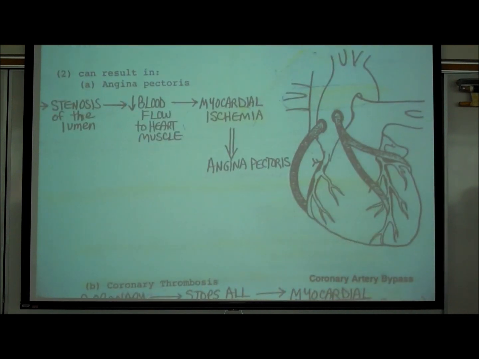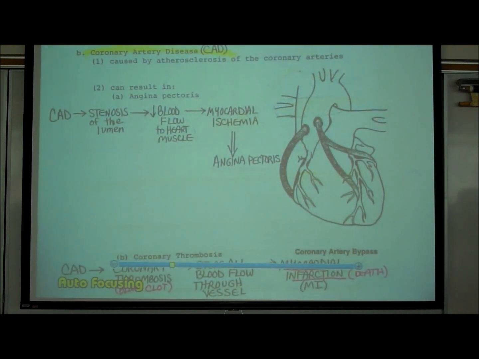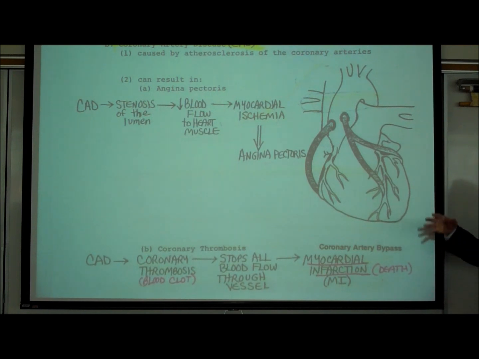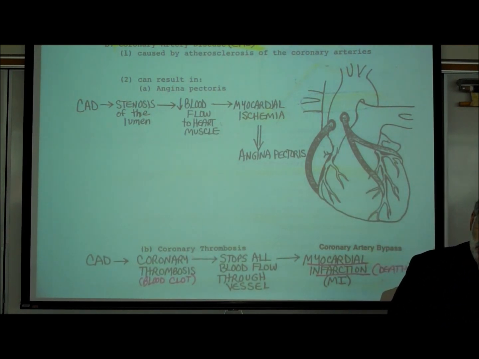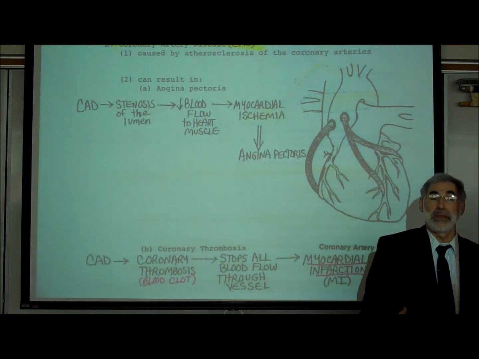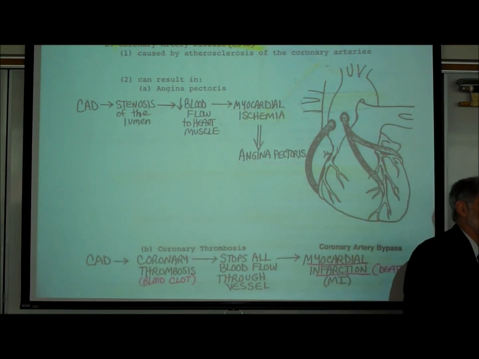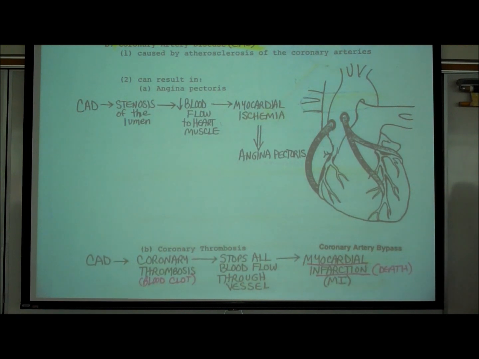Now, what happens is the more clogged up these arteries become, the more frequently the person starts to experience this angina pectoris. Every time they're experiencing it, it means that their heart muscle isn't getting enough oxygen, which is serious. So they have to do something about it.